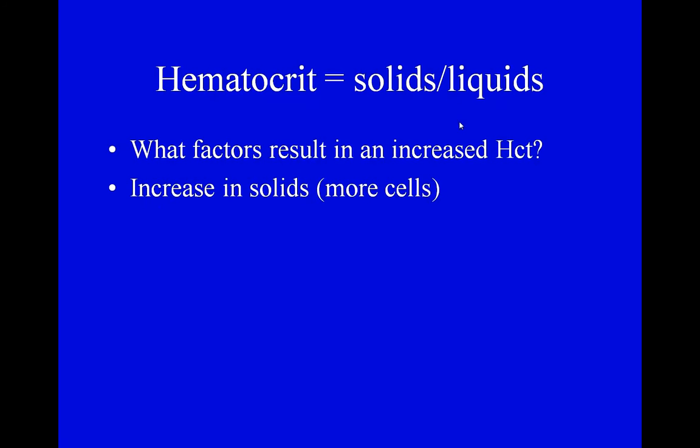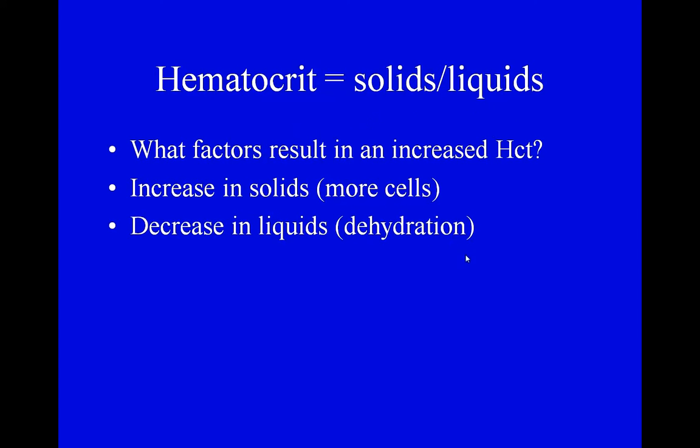So I could increase the solids. That would give me a higher percentage. I could decrease the liquids, and we call that dehydration. I could have a combination of the above. So let's say we have someone whose bone marrow is producing more red blood cells than it needs to, maybe because of a low oxygen level. We'll see how that all ties together in a minute.